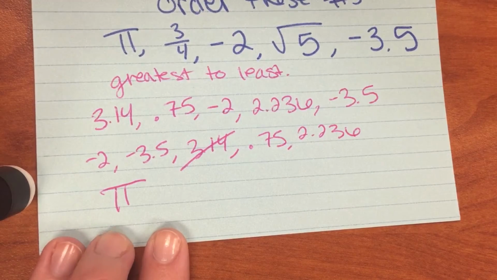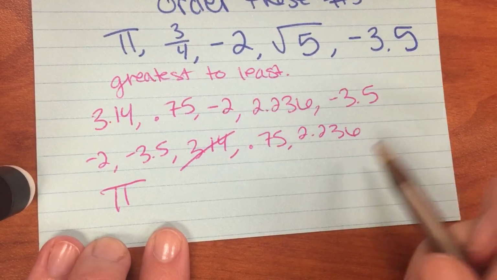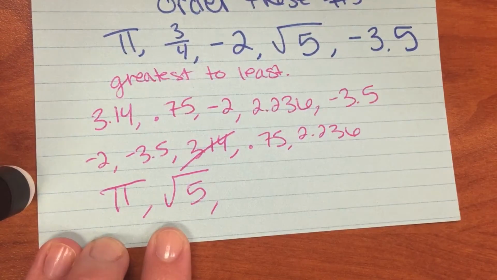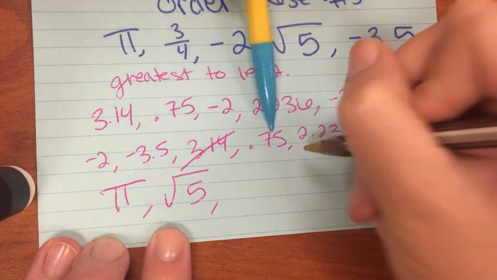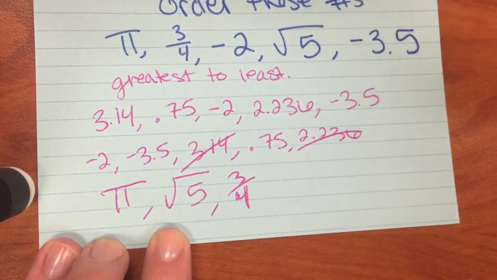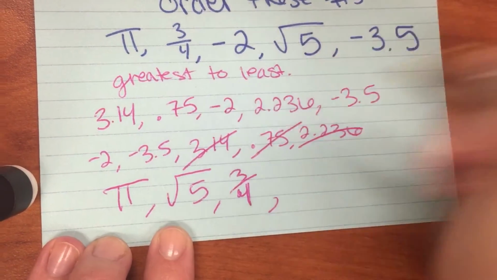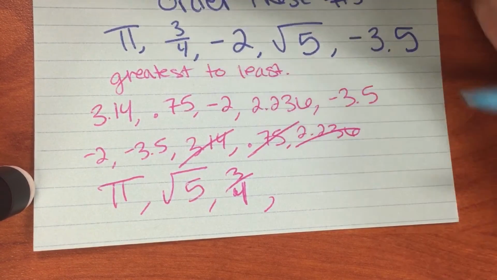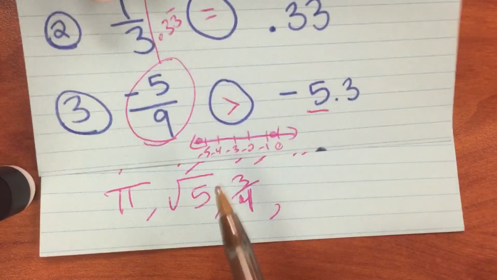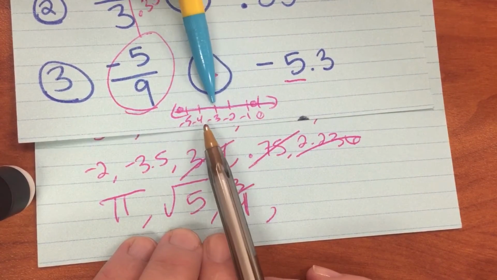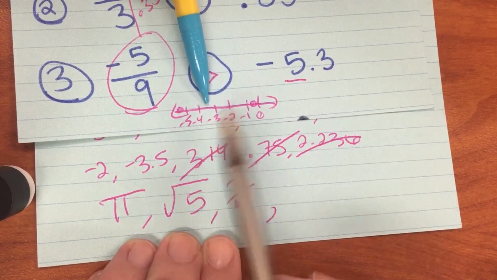Now, what comes next? 2.236, which was my square root of 5. Then we're done with that one. Then comes our 3/4, so I need to write that in its original form. We're done with that one. Now, is negative 2 or negative 3.5 greater? I don't know. Bring back the number line real quick. Okay, we've got negative 2 and negative 3.5. So I think that negative 2 is bigger.